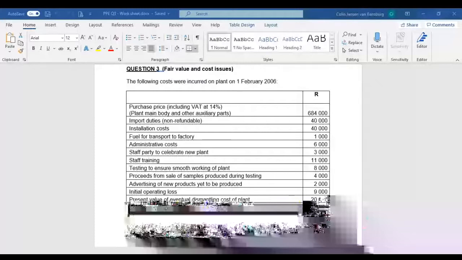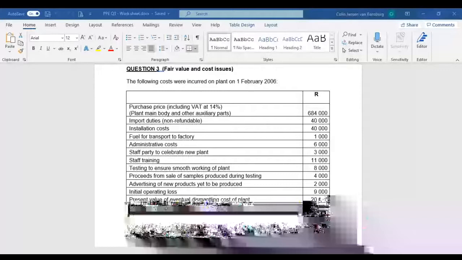Yes. All the yeses are correct, right? Because you are now changing its attributes. You are changing the condition so that it actually works eventually, right? So it does change the condition of the plant. Therefore, it will be regarded as a directly attributable cost. Okay, so let's maybe just have a look at the rest here.